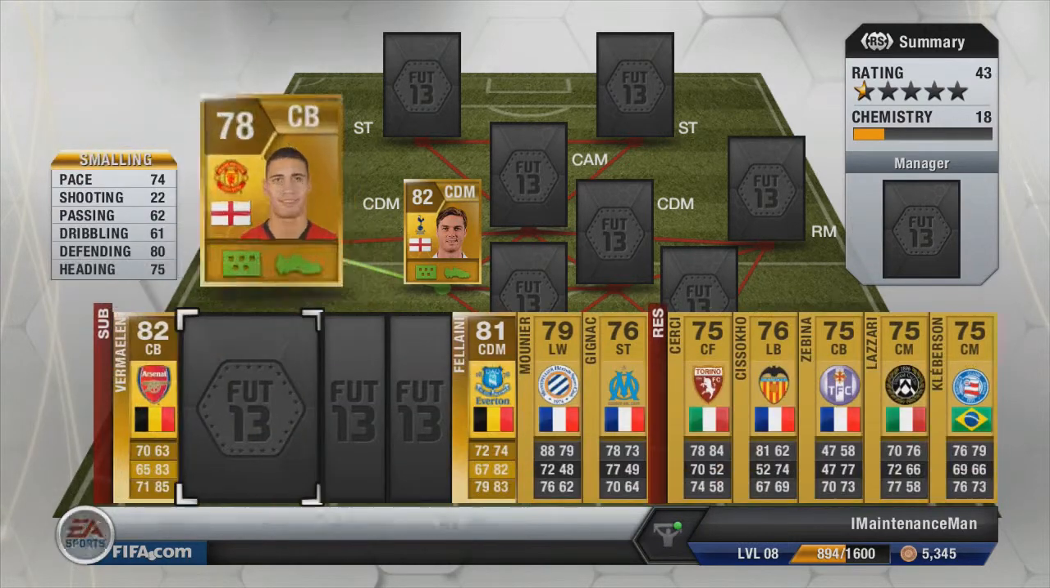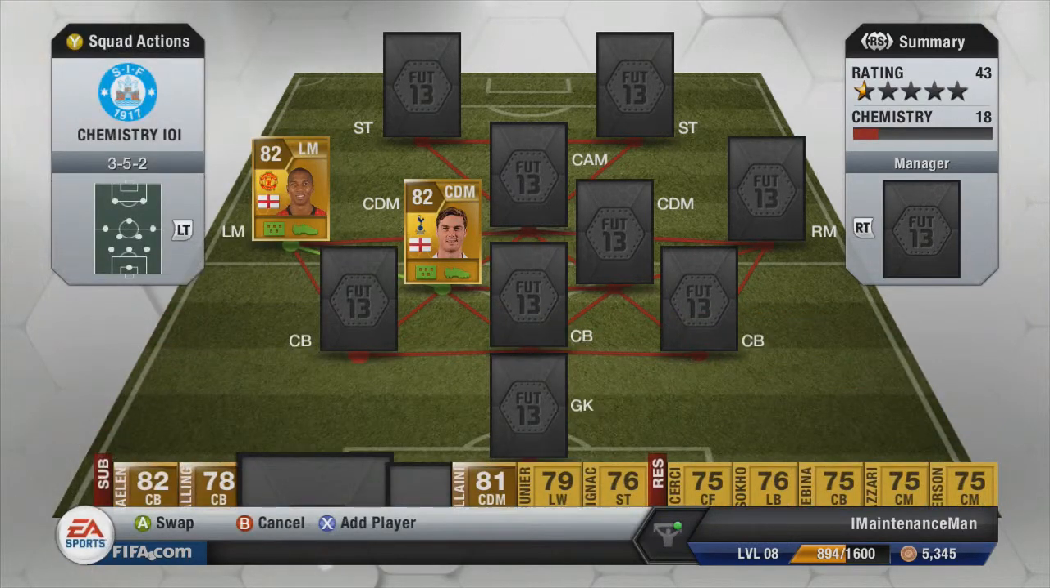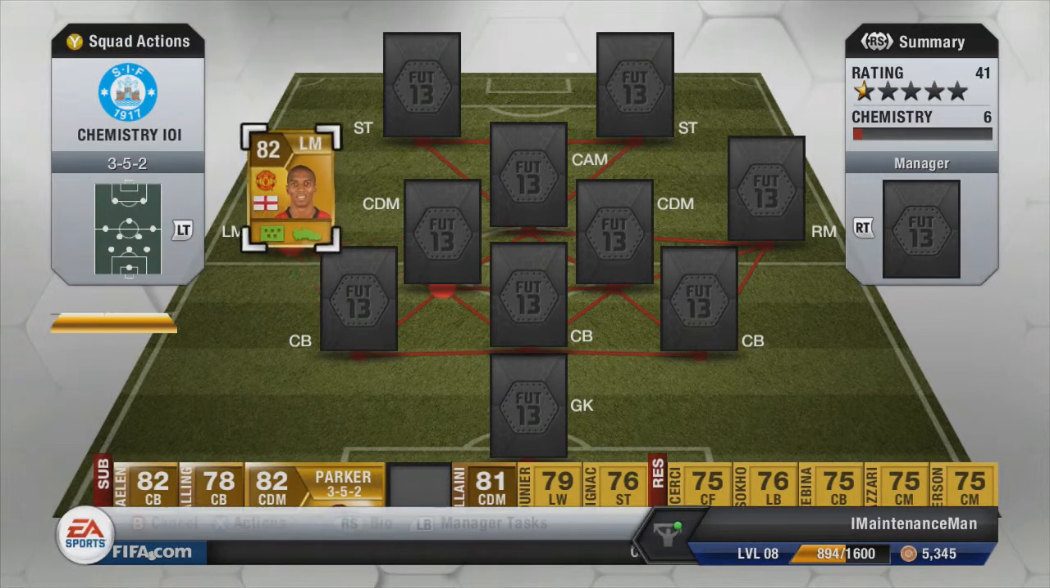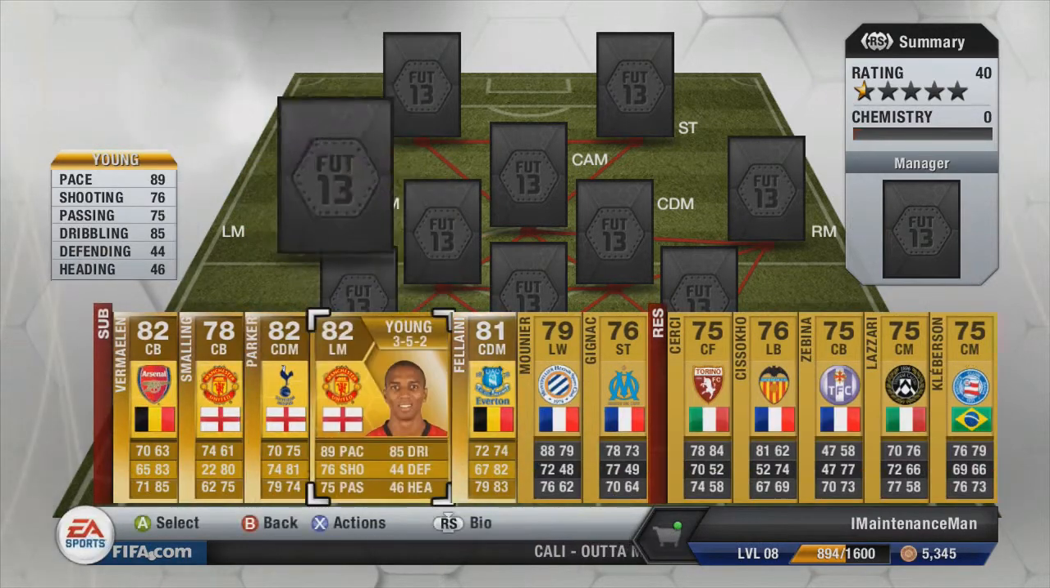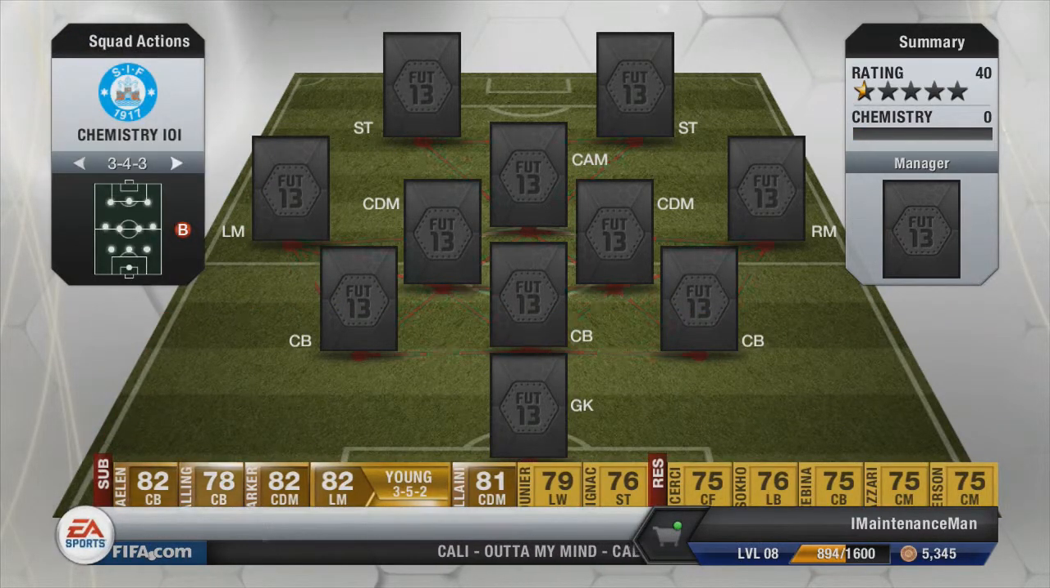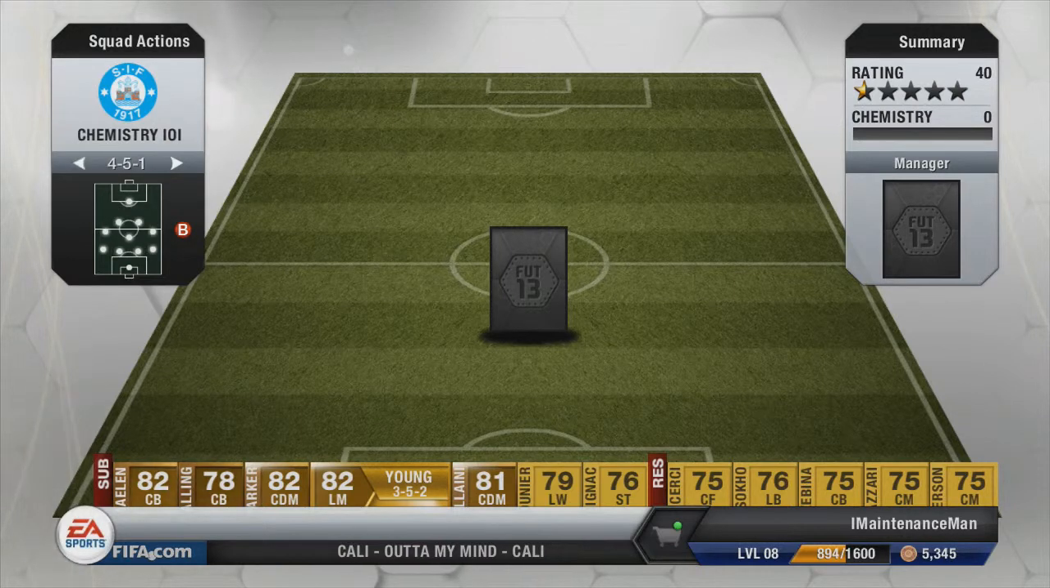Now, looking at the Chemistry 101 team again, if we take out the 4 players that we have in here already, what I'm going to do is show you what changing the formation does to the players.